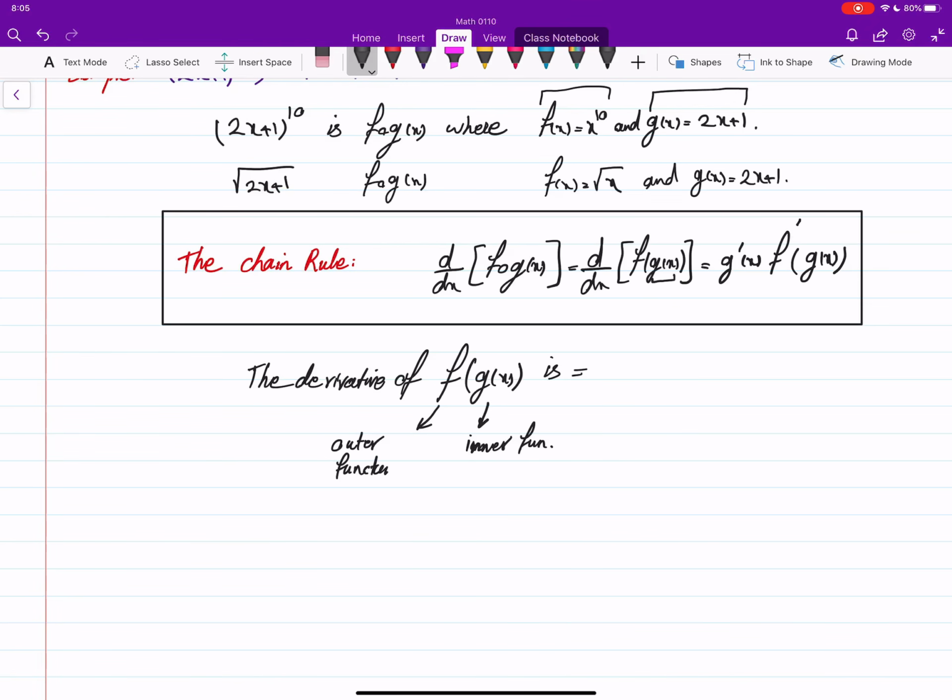So read the chain rule this way: the derivative of the inner function times the derivative of the outer function evaluated at g(x).